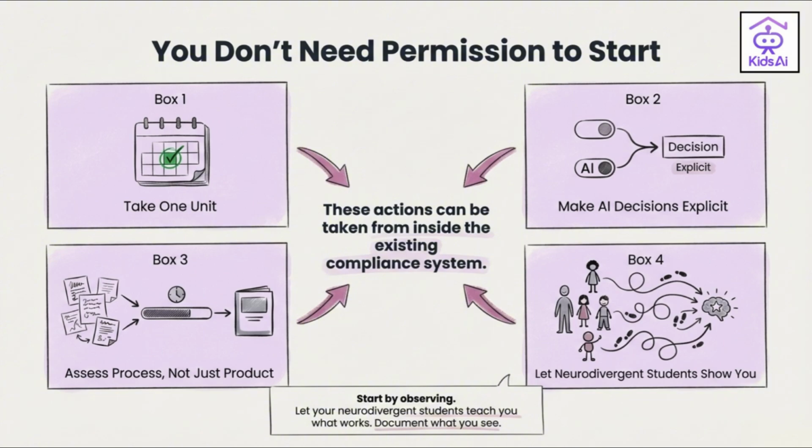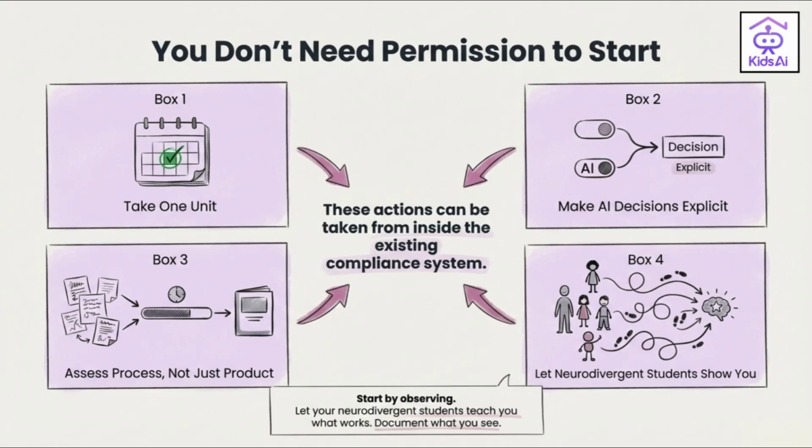Box 3, assess process, not just the product. So that could be a "show me your drafts, show me what changed and why, show me your thinking." This takes 10 minutes to set up. It's easy to ask AI for process-based assessments based on your normal product as well.